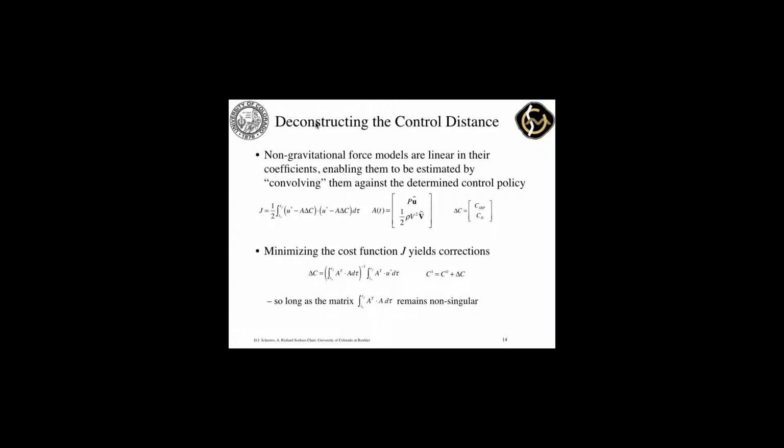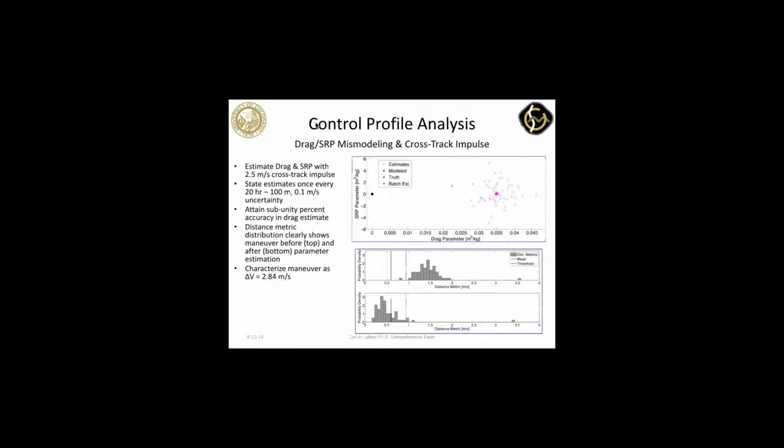And if we can drive the control distance to 0 by estimating out these non-gravitational uncertainties, then we can say that there was no maneuver that occurred. But if we drive out those errors in the force models for the non-gravitational forces, and there still is some finite control distance, then we have better confidence that a maneuver may have occurred in that system.